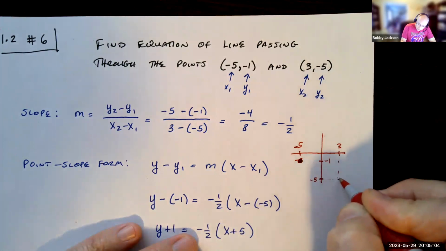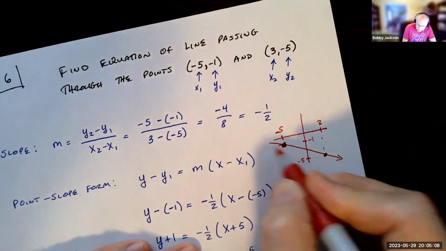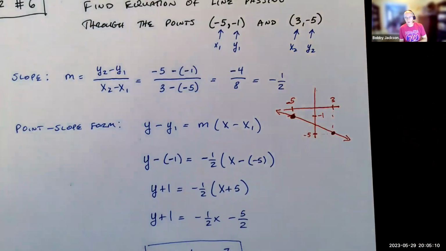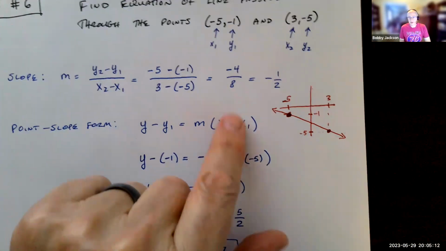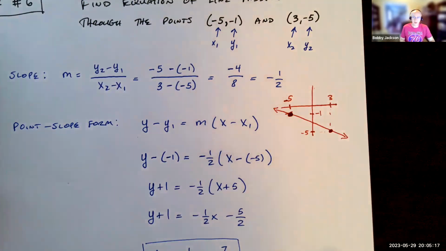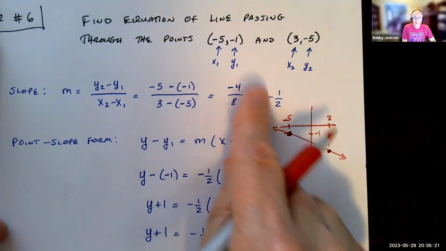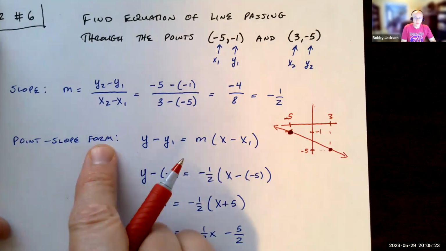And when we plot that point, well, we can see the line passing through those 2 points is indeed decreasing as we go from left to right. So we are expecting a slope to be negative. So that's good. That's one way you can check, does your answer seem reasonable? Okay, once we have the slope, we can use either point and plug it into the point slope form.